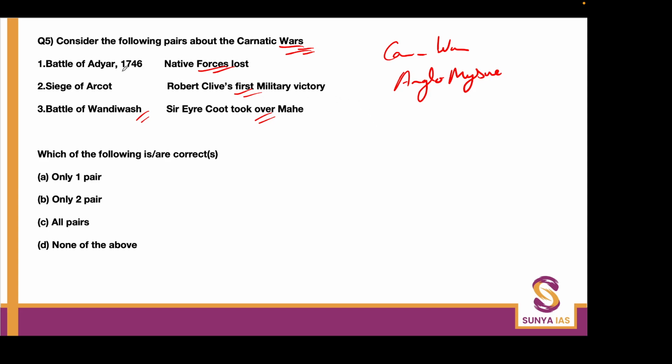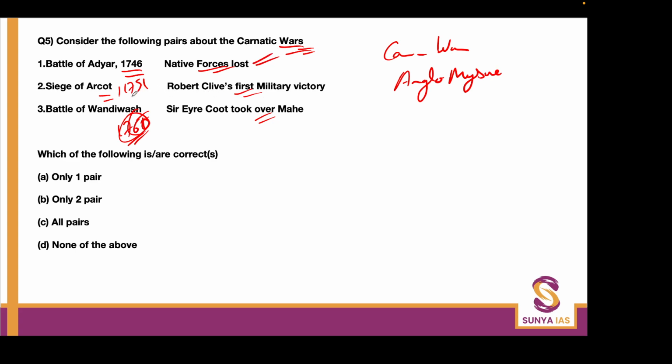So, the Battle of Adyar was fought in 1746. The Siege of Arcot happened in 1751. And the Battle of Vandivash happened in 1760, actually. Okay, now which of them is correct? The Battle of Adyar is famous because it was fought during the First Anglo-Carnatic War, and in this fighting, the French fought against the native Indian ruler, the Nawab of Carnatic, Anwaruddin, who lost even though he had a force of 10,000. This is important because the Europeans got to know for the very first time that Indian fighting men were not capable of facing European fighting men. So native forces lost. This statement is right.